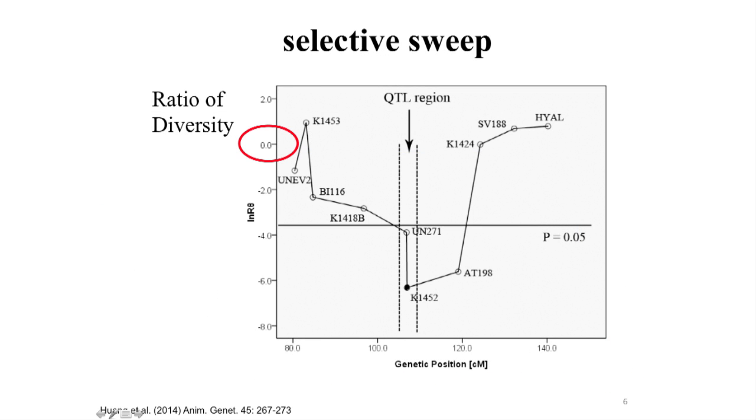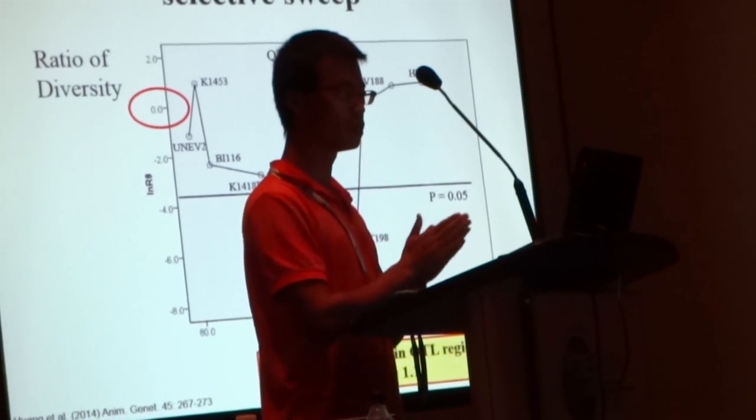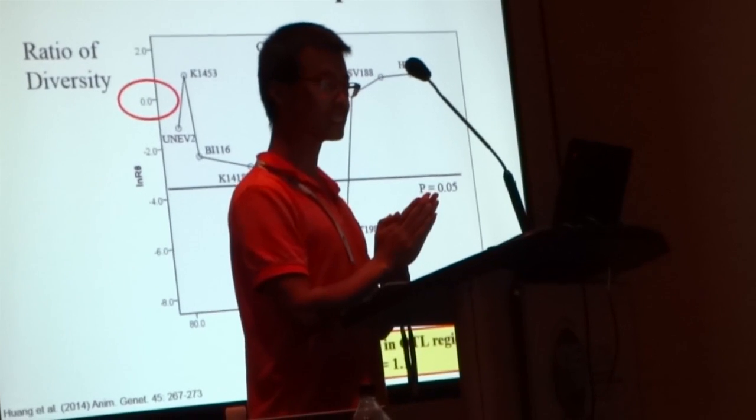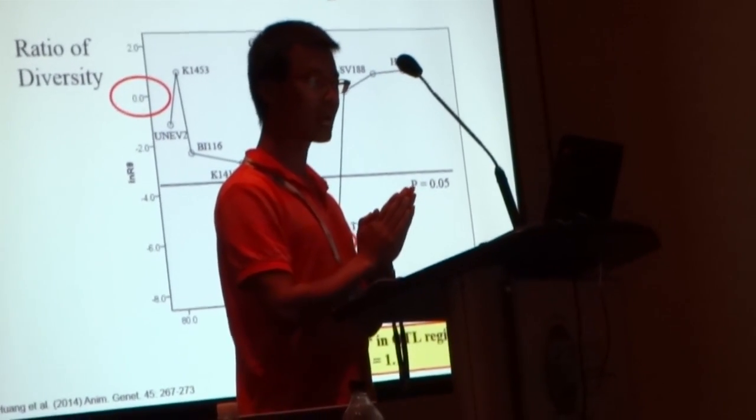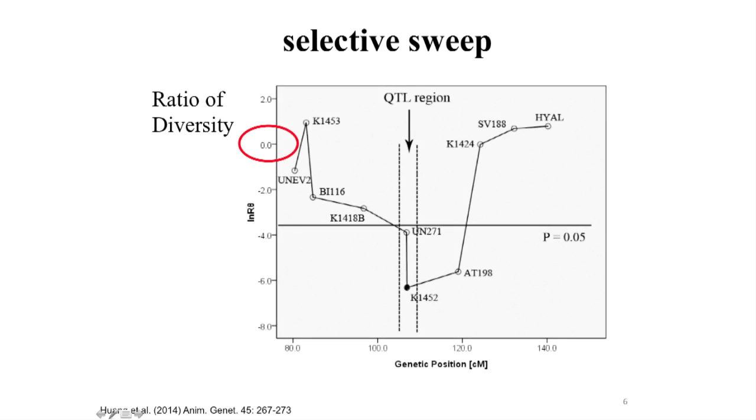Zero means the diversity is the same between the selected bees and unselected bees. When the value goes negative, it means the diversity of the selected bees is lower than the unselected bees. What we find is a selective sweep in the QTL mapping region. That's exactly what we found from the QTL mapping. The number of alleles is 1.1, which suggests this region is fixed. That is really under selection.